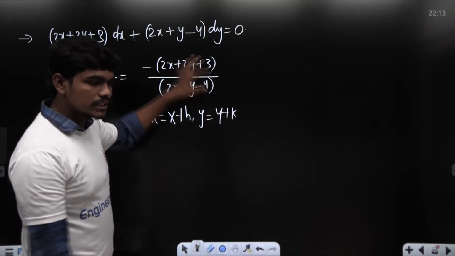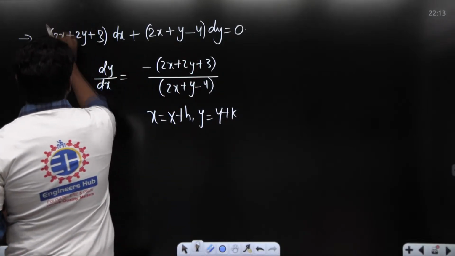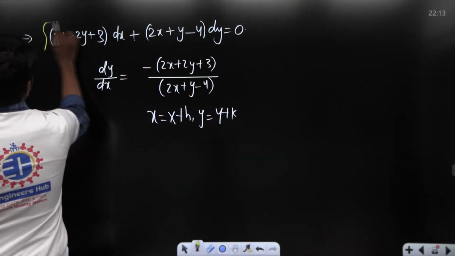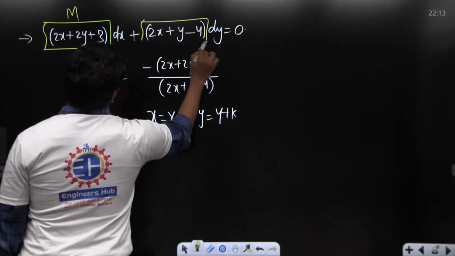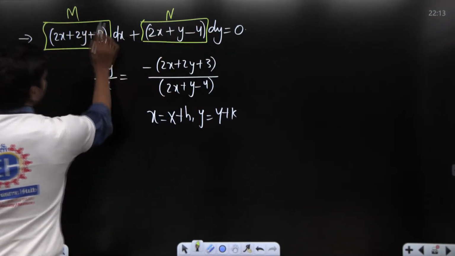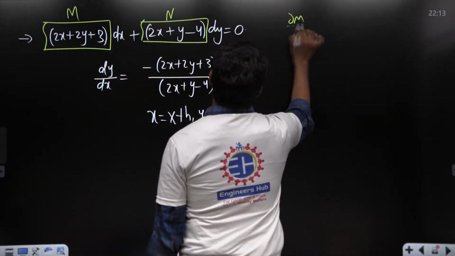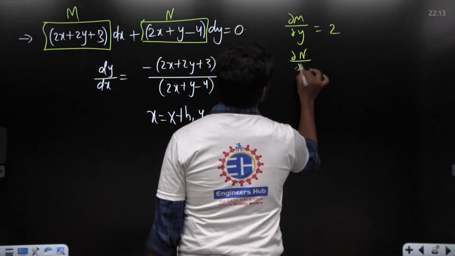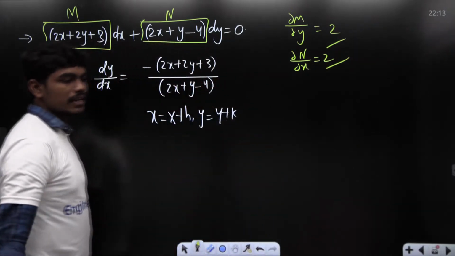But since this is an exact differential equation, you can do one thing. Look, if you take this as m and if you take this as n, then it's of the form m dx plus n dy is equal to 0, and you can see dou m by dou y, which is 2, is also the same as dou n by dou x, which is also 2. These two are equal, so it's an exact differential equation.